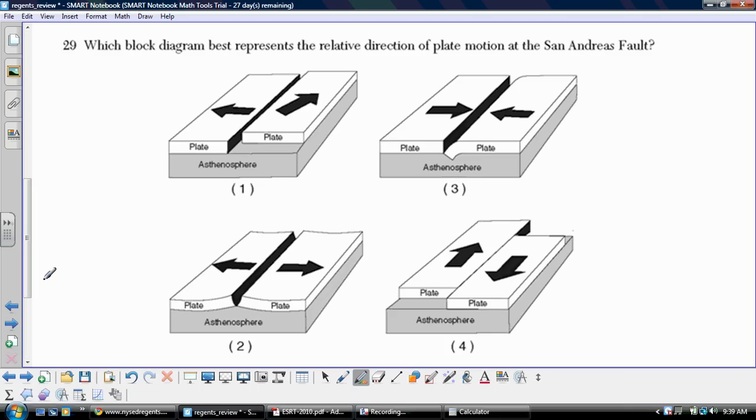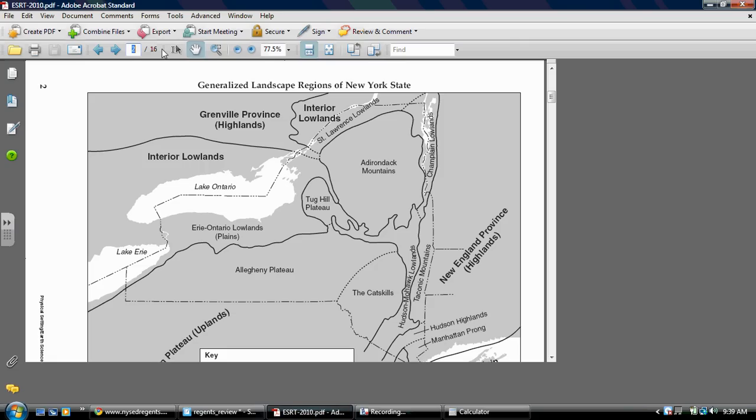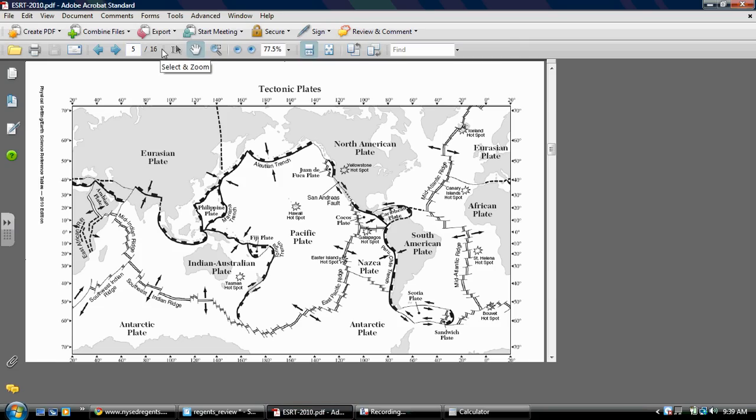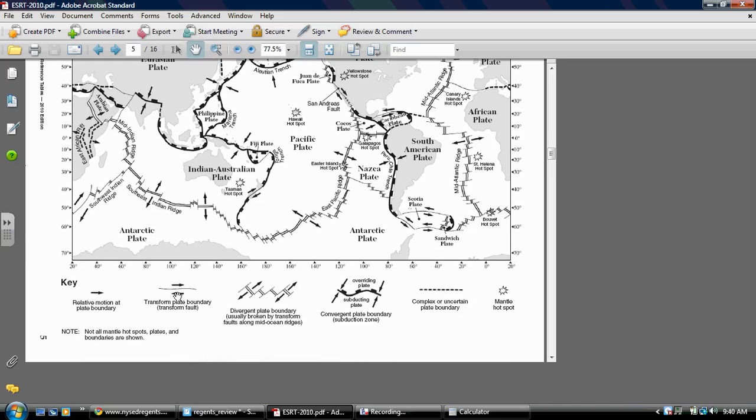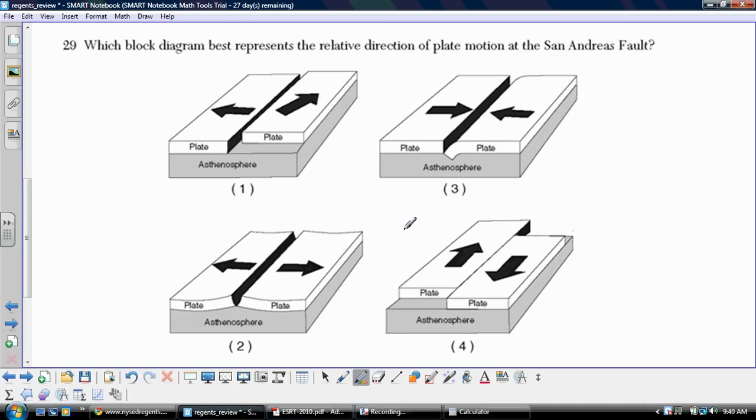For question 29, we're asked which block diagram best represents the relative direction of plate motion at the San Andreas Fault. Well, if you don't know that the San Andreas Fault in California is going to be a transform fault and know what that looks like, then we can use the reference table. We're going to go over to page 5. San Andreas Fault is right here, and you see the relative motions indicated with the arrows here, one going one way, one going the other. Transform fault looks like this, the key. And so when we come down here, we're going to look for the one that looks like that. And there we go, right here, choice four.